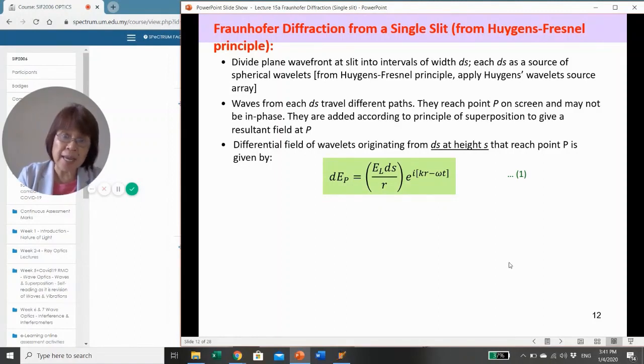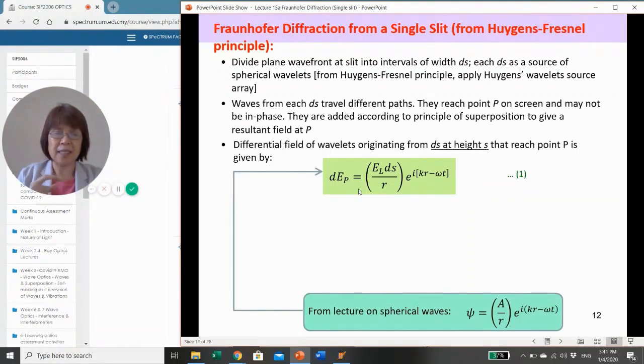So in other words, at point P we will write the differential field of that wavelet that comes from ds at a height s. So when it reaches P, we can write that as such, whereby this will tell you it's a traveling wave: exponential i(kr minus omega t), with frequency omega here. Now this one here will give you the amplitude. This is the expression that we use for representing spherical waves, whereby the amplitude actually falls as 1 over r, where r is the distance away from the source.